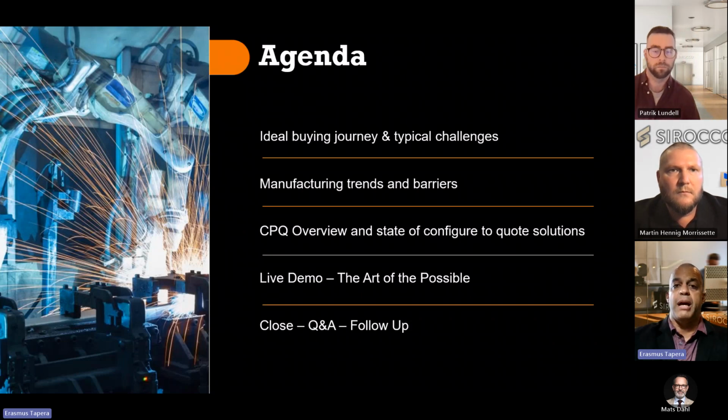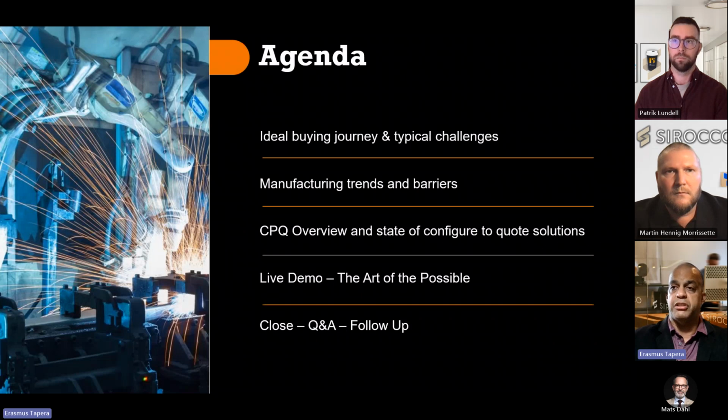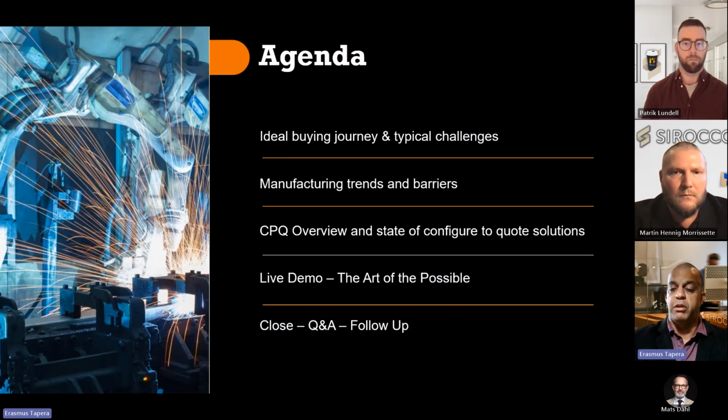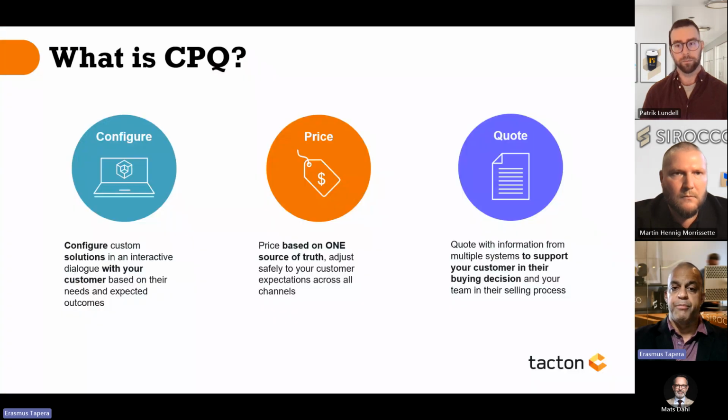Today, what we're going to be talking about is CPQ, specifically for automating the sales process in manufacturing. We're going to talk a little bit about the buying journey of manufacturing customers, the typical trends that we've been seeing in the industry and some of the barriers that you face, and then the whole reason for CPQ. What is it? How does it help? How does it help automate? And then we'll go into a live demonstration, and then we'll close with some Q&A.